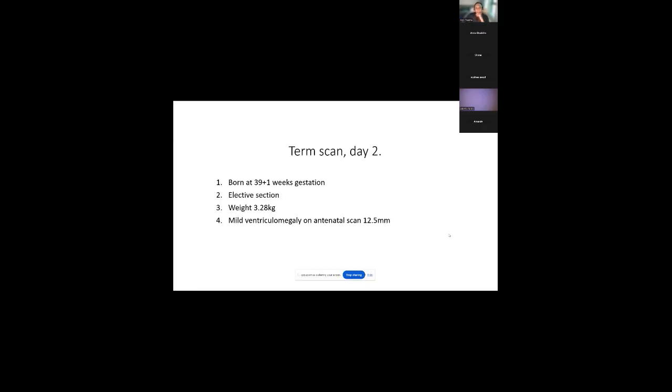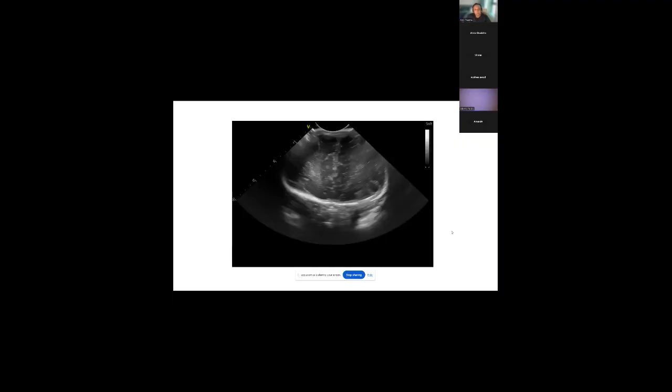Okay, this is a term baby who was born at 39 plus 1 weeks with a vaginal delivery, weighing 3.28 kilos. During the antenatal scans, there was felt to be ventriculomegaly with the ventricle measuring about 12.5 millimeters. So we just decided to scan the baby once the baby was born. This is the first scan.